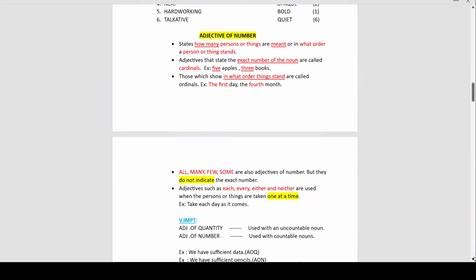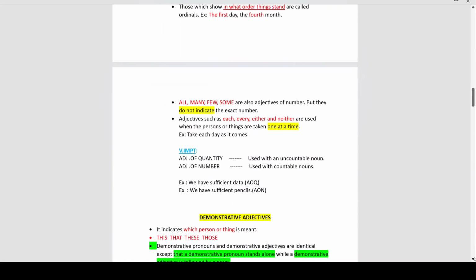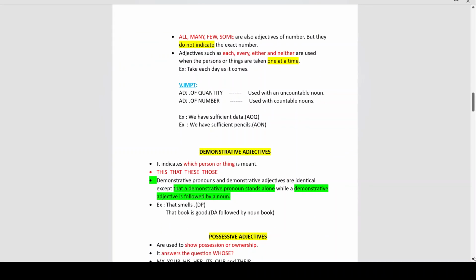Now, a few examples of adjectives of number are all, many, few, some, but they do not indicate the exact noun. Adjectives such as each, every, either, and neither are used when the persons or things are taken one at a time. You have to keep this in mind, children. When do we use each, every, either, and neither? When the persons or things are taken one at a time. Example, take each day as it comes. So we are taking one day at a time. Therefore, we use the adjective of number each.